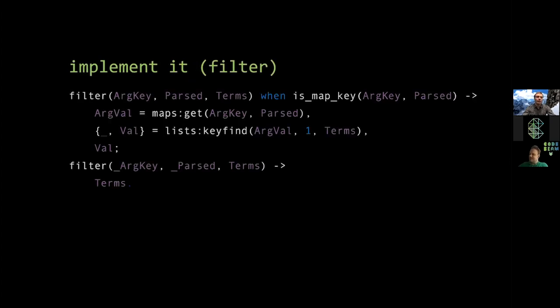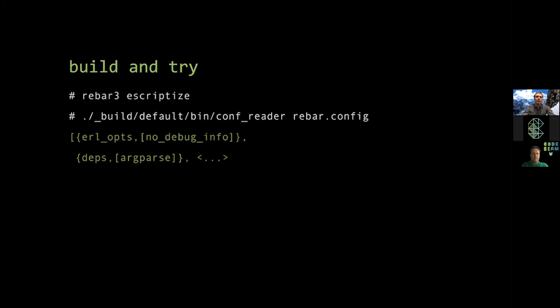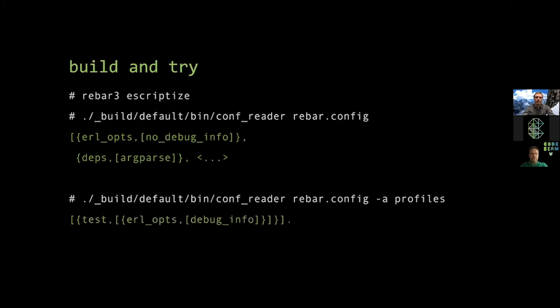Okay, that's just it. There's nothing else to do. Now we can go and build it with a simple call to rebar3 escriptize. And then we can just run the resulting escript and read the files. For example, we can specify the -a profiles parameter, and it will just print what we consider to be some application-specific keys.